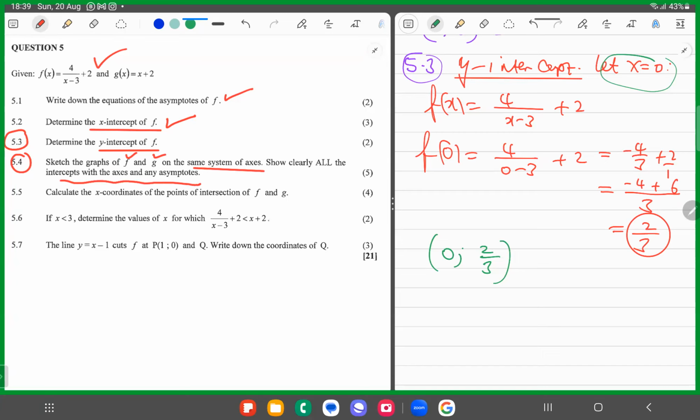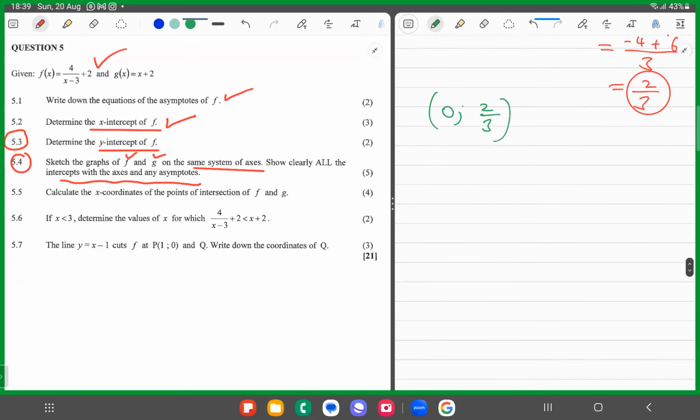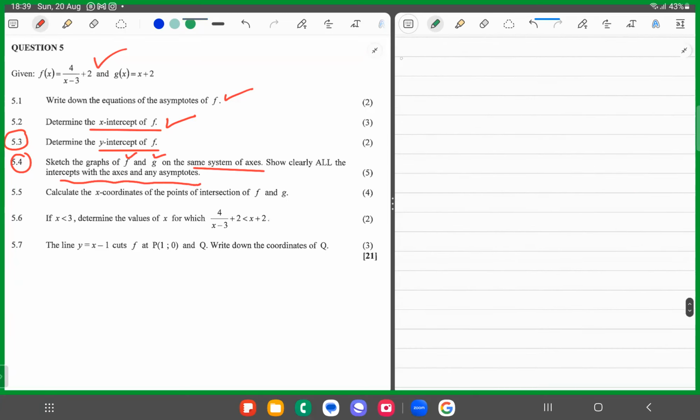So we're going to look at 5.4. 5.4 is very straightforward. How to sketch these graphs? First things first is to write down the equations of the two functions. So f of x is 4 divided by x minus 3, plus 2, and we have the other function.